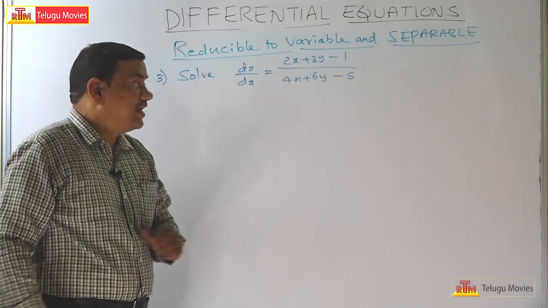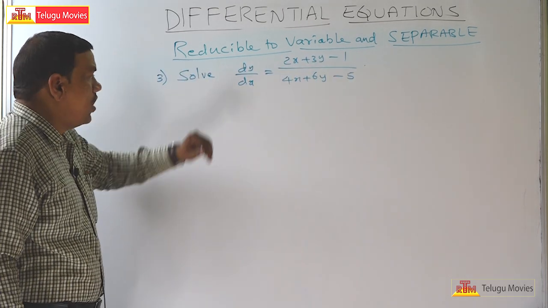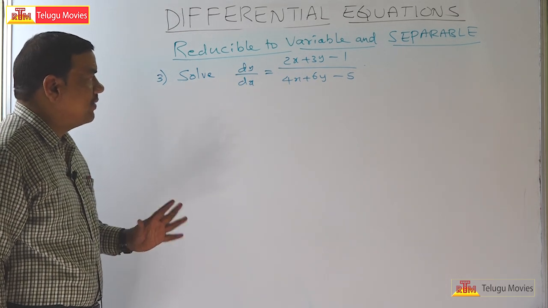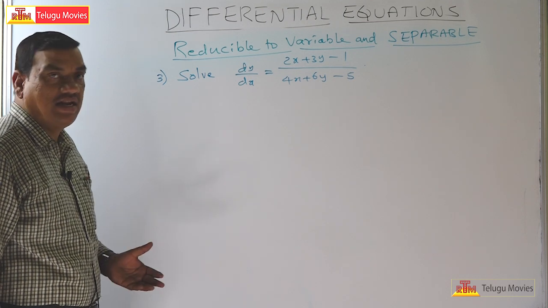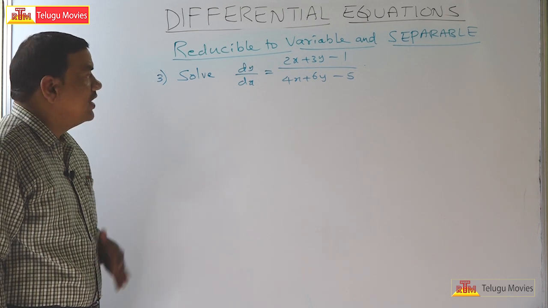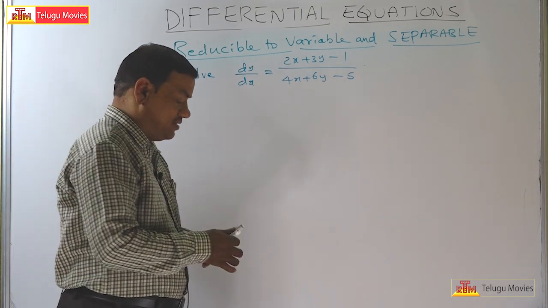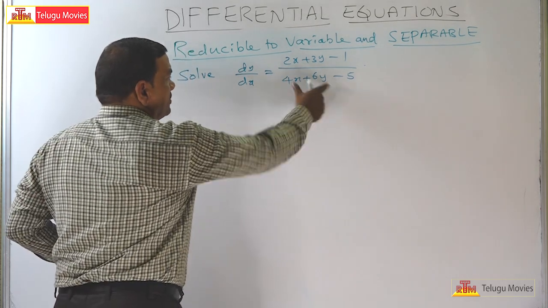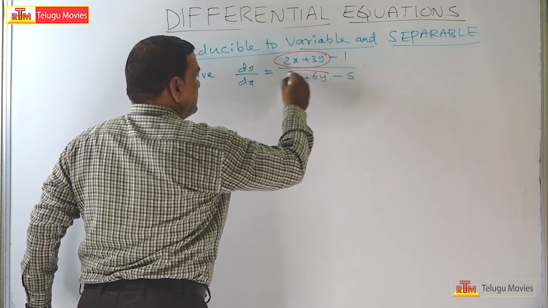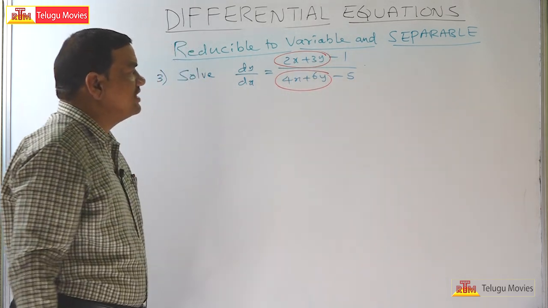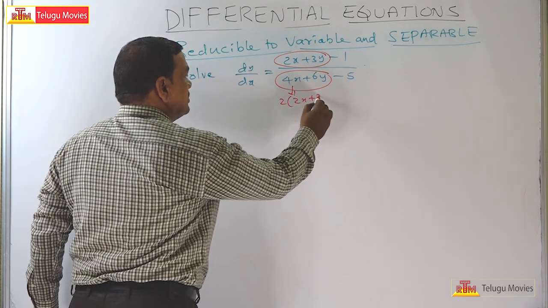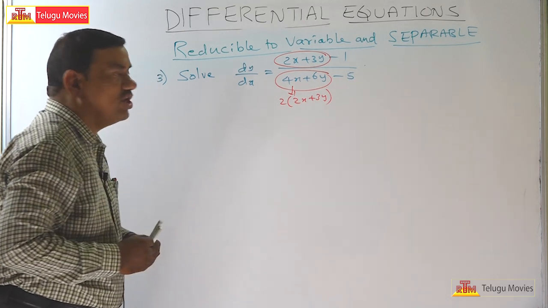Okay. Welcome to this problem. Solve dy by dx is equal to (2x plus 3y minus 1) by (4x plus 6y minus 5). Okay. Now, how to solve this type of equation? If you observe, do you observe anything in this expression? Here, this is 2x plus 3y, this is 4x plus 6y. That is, this is 2 times (2x plus 3y). Right or wrong?